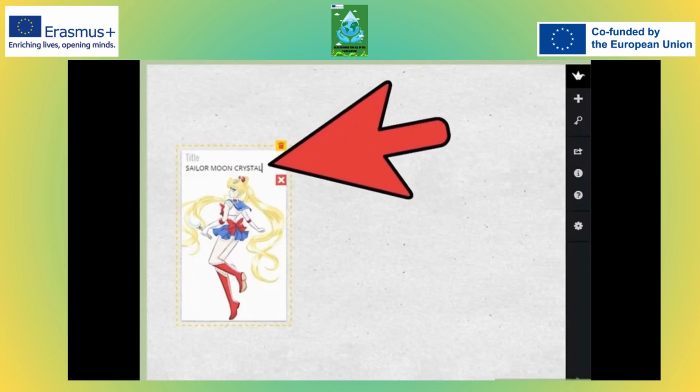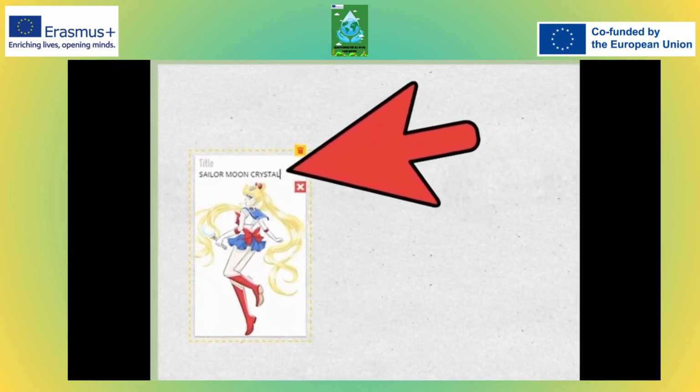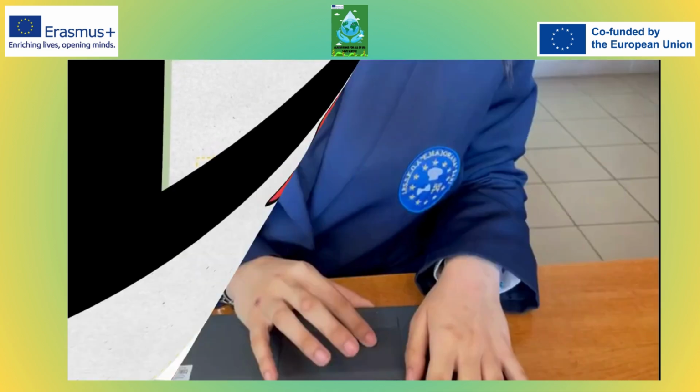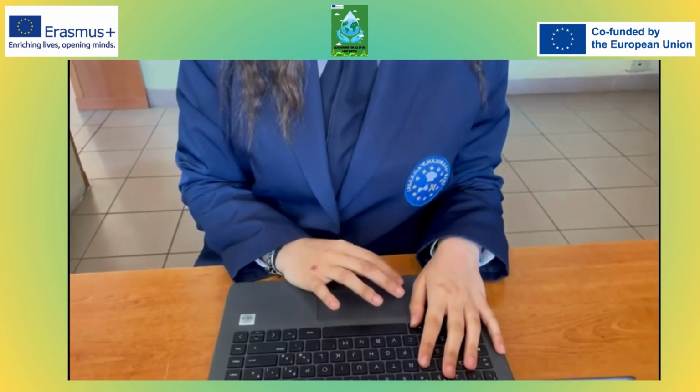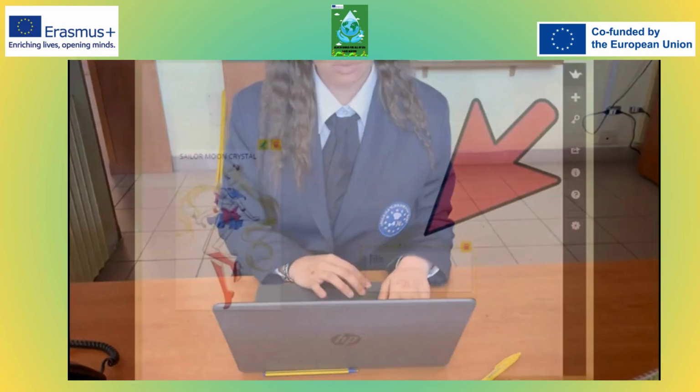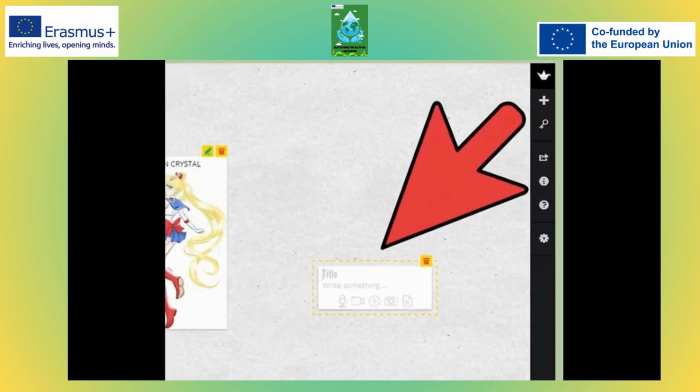3. Double-click on the photo to name it. Type a title for the picture or a caption. 4. Click or tap on an empty place on the wall. Start typing to create a message.